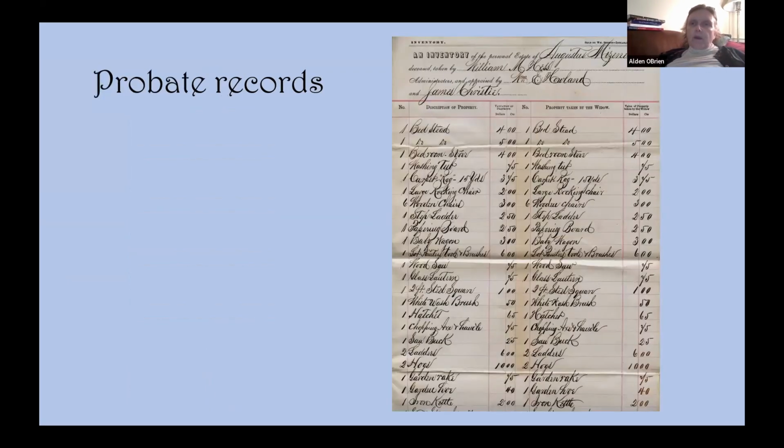You can go to probate records. This is just a random image of a probate record taken from the internet because I couldn't find any of the images that I know I've saved in some folder somewhere. Sometimes you can see a whole bunch of bed quilts listed, and that can be really cool.